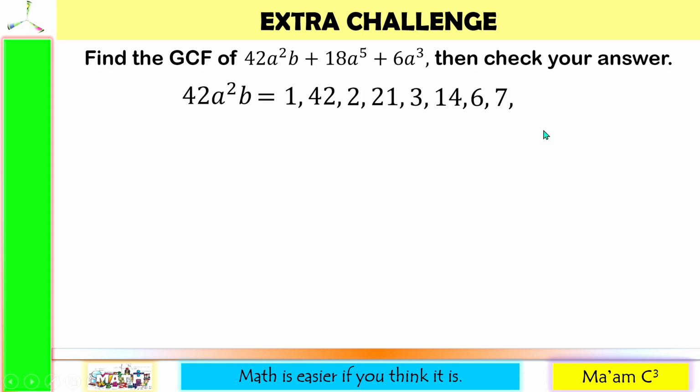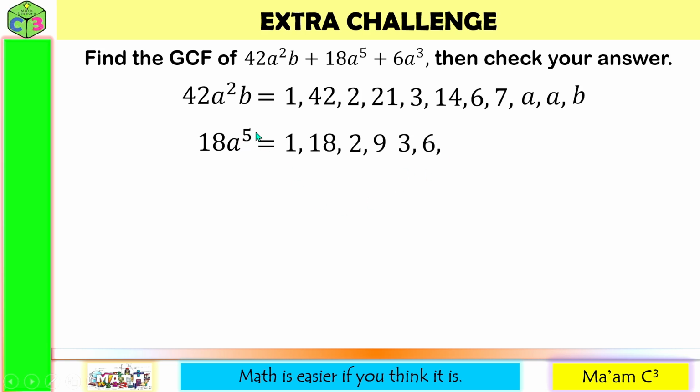A squared is A, and then I'll copy B. Now, 18A to the fifth. 18 is a product of 1 and 18, 2 and 9, or 3 and 6. For A to the fifth, that would be A times A times A times A times A.